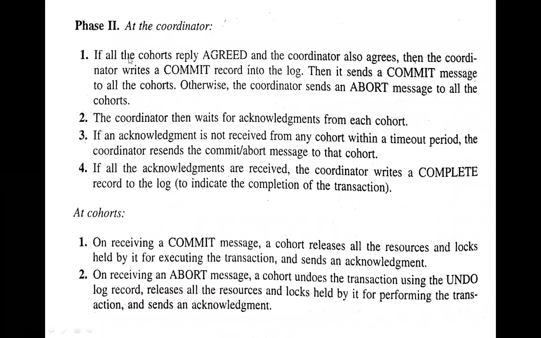So what happens at the cohort side? Once it receives this commit message, suppose all have given the agreed message and the coordinator has written the commit record into the log.